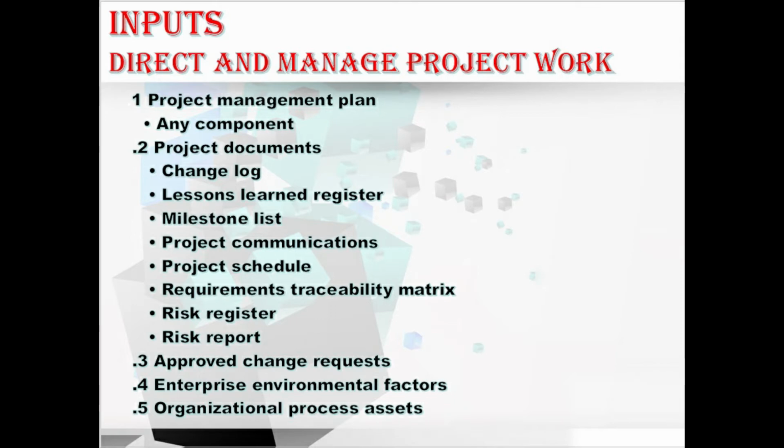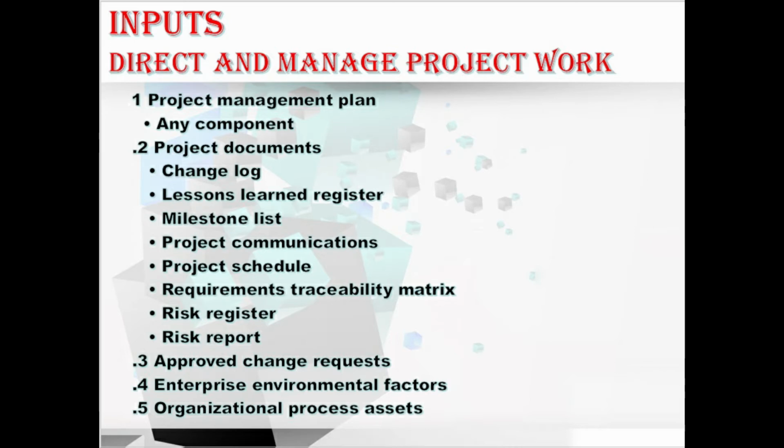We have project documents, which contain the change log, lessons learned register, milestones list, project communications, project schedule, requirements traceability matrix, risk register, and risk report. Let me explain one by one. First, the change log. The change log contains the status of all the change requests. Moving to the lessons learned register, the lessons learned are used to improve the performance of the project and to avoid repeating mistakes.